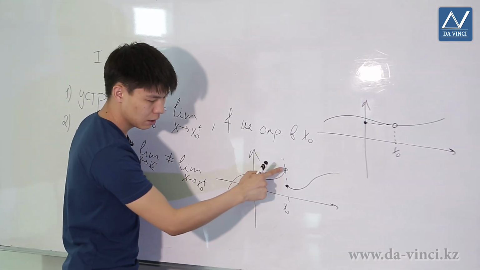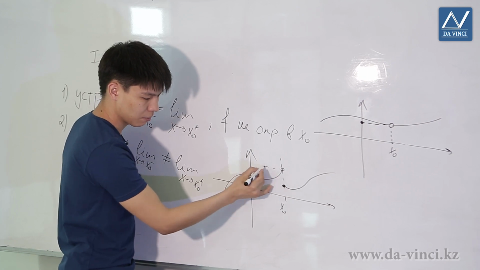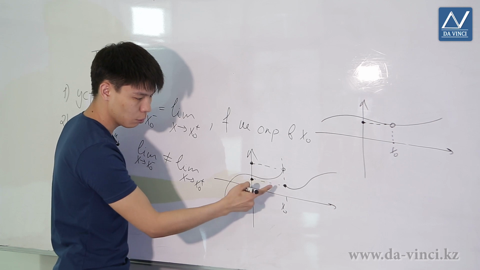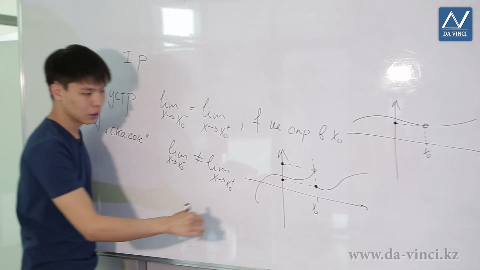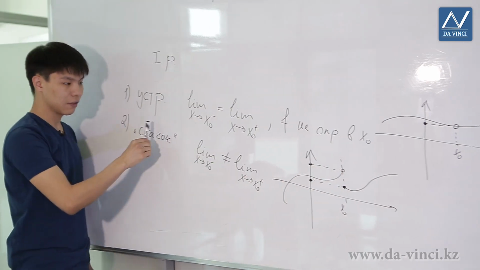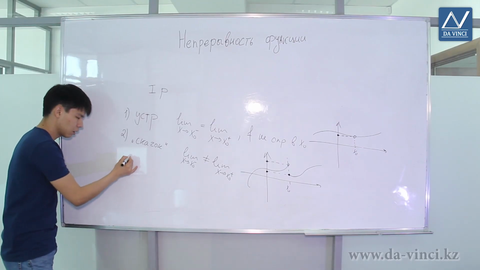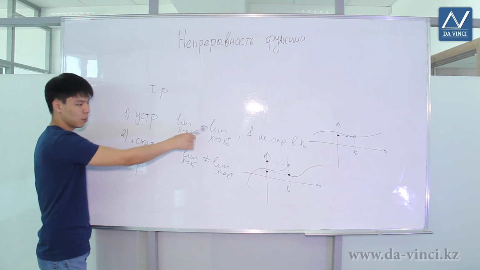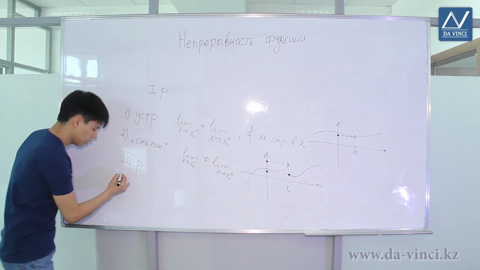Indeed, we have a left limit. The left limit will give us this value. The right limit will give us this value. They both exist, both are finite, but they are not equal to each other. Thus, such a jump was formed in this function. These are discontinuity points of the first kind. Discontinuity points of the second kind include such discontinuity points at which one of the limits doesn't exist.